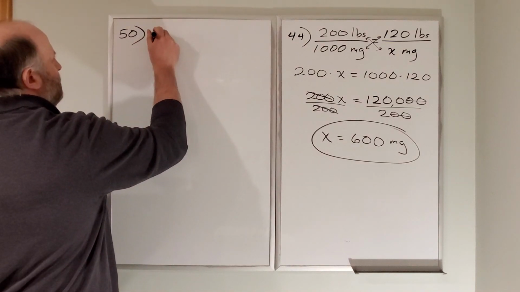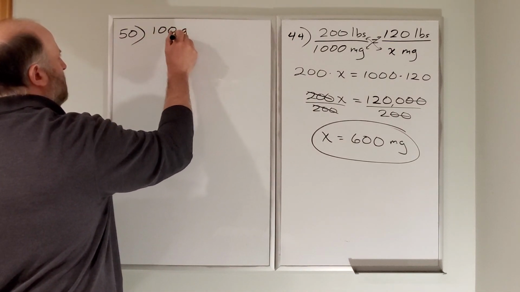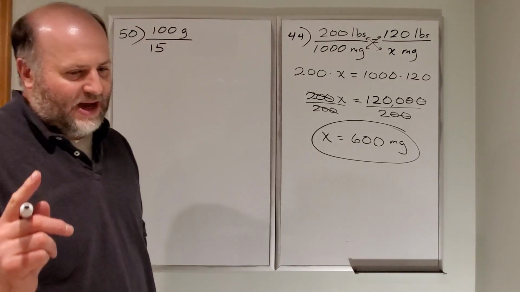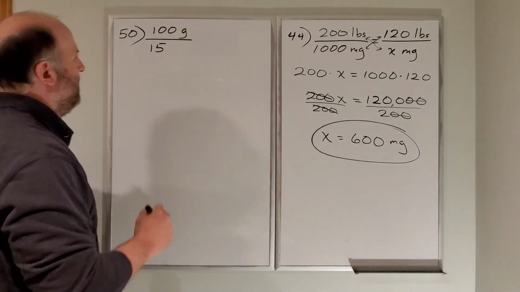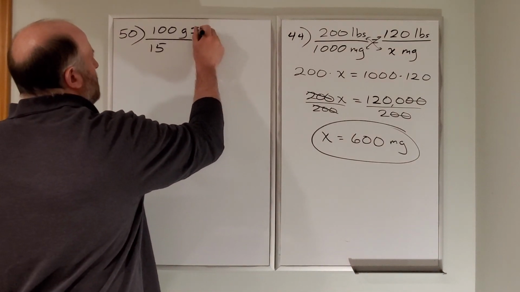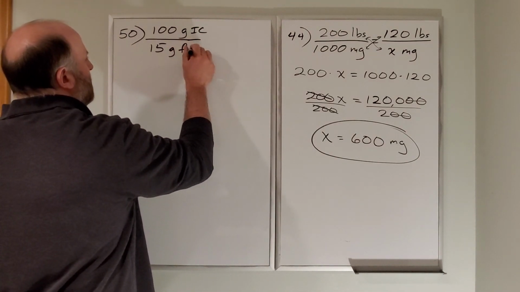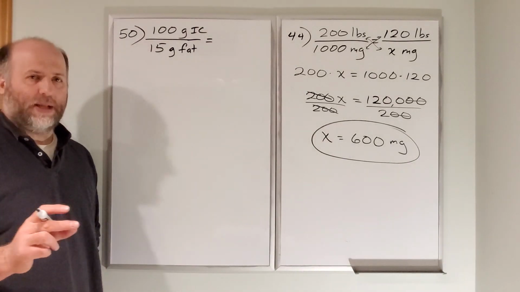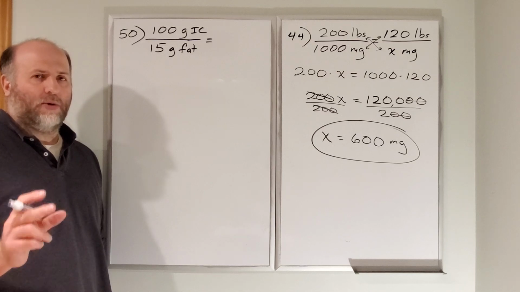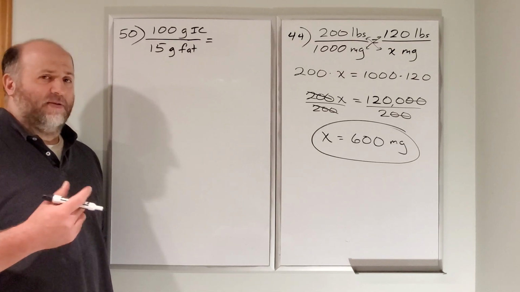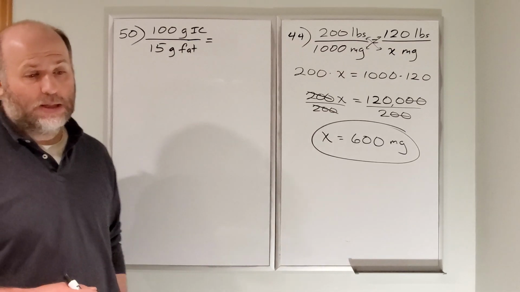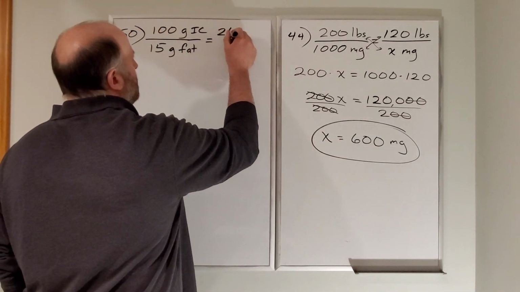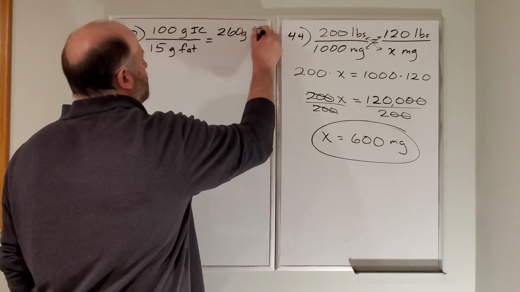Let's see. So they said 100 grams of ice cream contains 15 grams of fat. So I'll use IC for ice cream. Let's write out fat. So this is the well-known rate that we are given. 100 grams of ice cream contains 15 grams of fat. So the question is, well, how much fat is in 260 grams of ice cream?